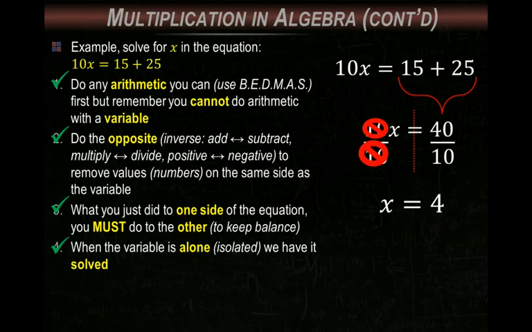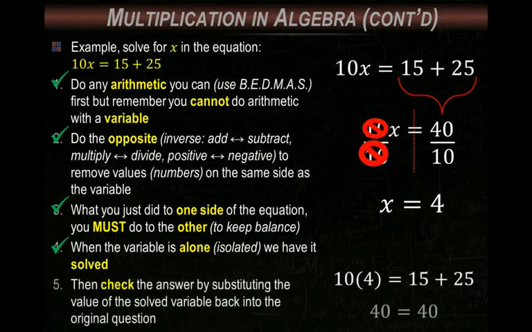So now I've got x all by itself. It's alone, and I've solved the problem. I can check it. I can rewrite the original. 10x equals 15 plus 25. But instead of writing an x, I put brackets with the 4, because 4 is my answer. 15 plus 25 is 40, and 10 times 4 is 40. It works. It checked. So that's your process. Always do the opposite.